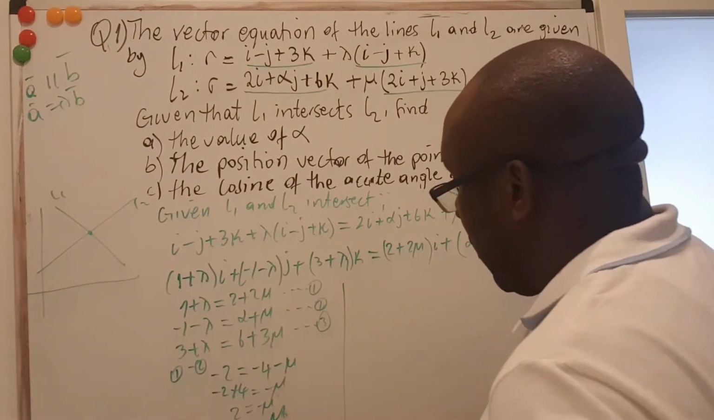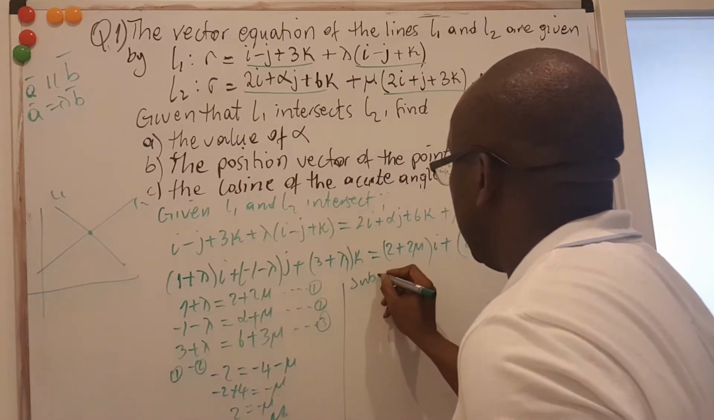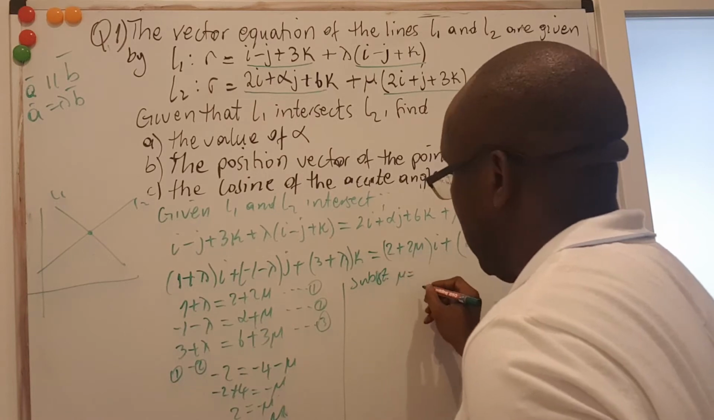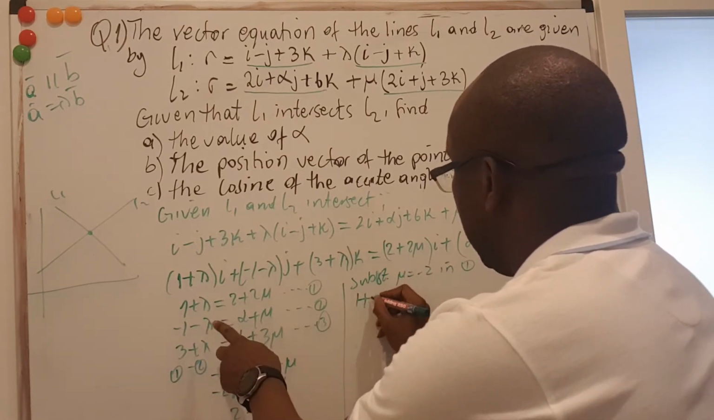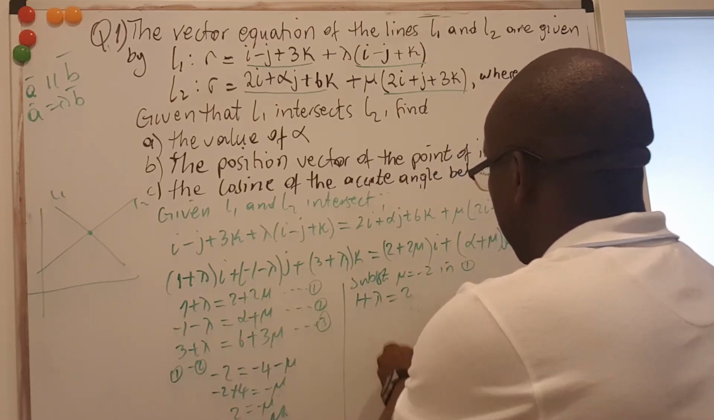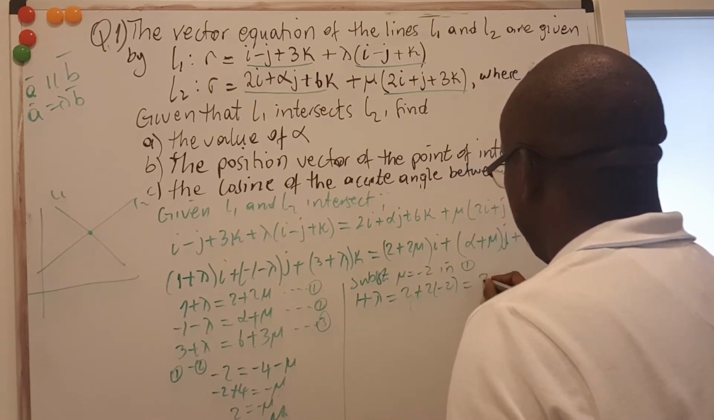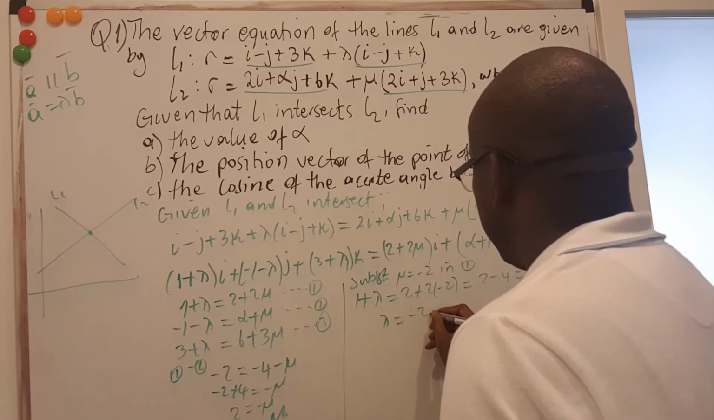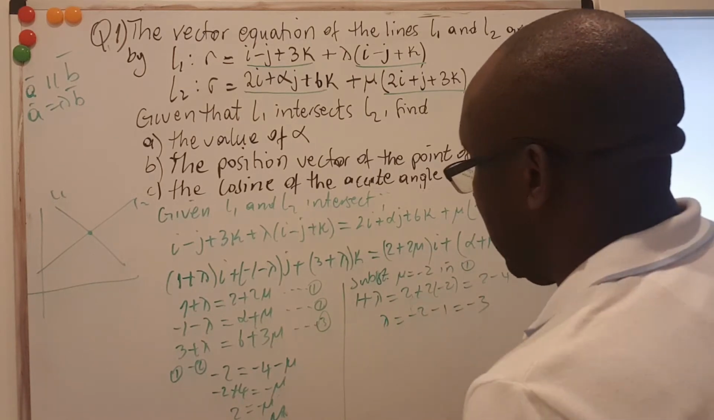So we already have one component there. I can substitute in equation 1: substitute mu equal to minus 2 in 1. If I do that, I get 1 plus lambda is equal to 2 times 2 plus 2 times minus 2, and that is equal to 2 minus 4, and that's minus 2. So my lambda is equal to minus 2 minus 1. Take this one to this side, and it becomes minus 3.